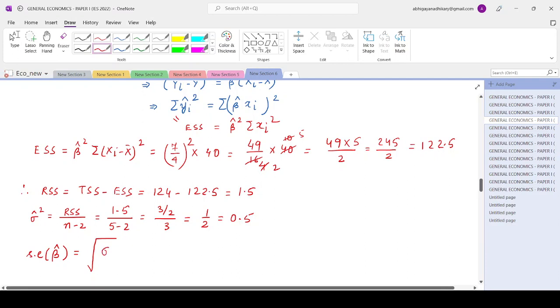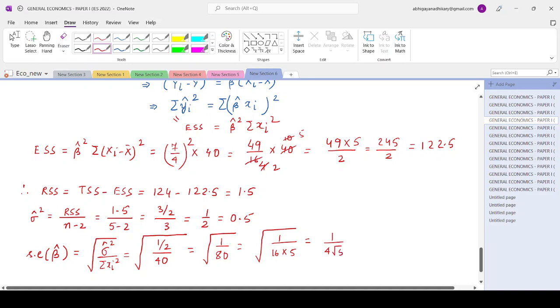So that is sigma hat square divided by summation small xi square. So that will be half divided by 40. So that is square root of 1 upon 80. So we can just split it up. 80 will be 16 times 5. So this will be 1 by 4 root 5. That is the standard error of beta hat.